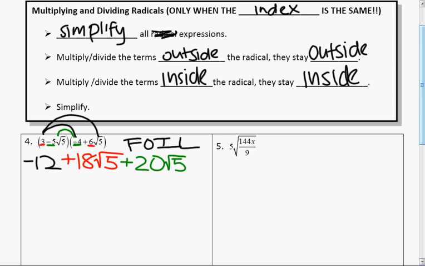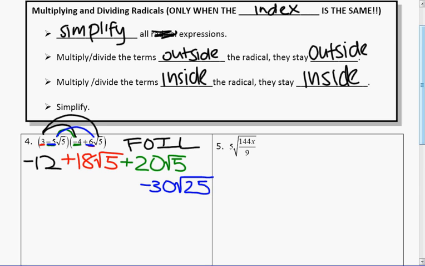And then the last one we do last. So negative 5 square root of 5 times 6 square root of 5. I'm running out of space here, but negative 5 and the 6 are both outside, so we'll multiply those. That turns into a negative 30. There's a square root of 5 here, and there's a square root of 5 there. And they're both inside the radical, so we're going to multiply them, and they'll stay inside the radical. So that's 5 times 5, which is 25.